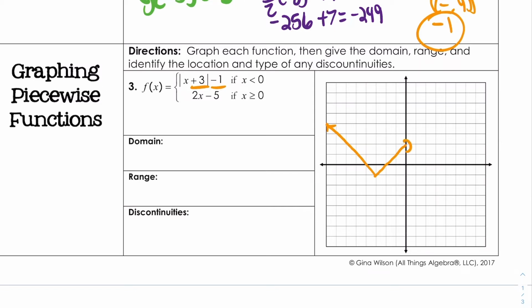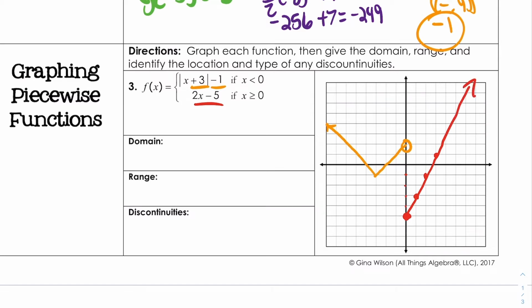It says don't include the 0, so put a little circle at the 0 for x. For the second part of the function, 2x minus 5, that is a line with a slope of 2, a y-intercept of -5, so just bring your first point down 5, put a dot, because we are including 0 at this one. The slope is 2, so we can just go up by 2 every single space and connect that with a line.